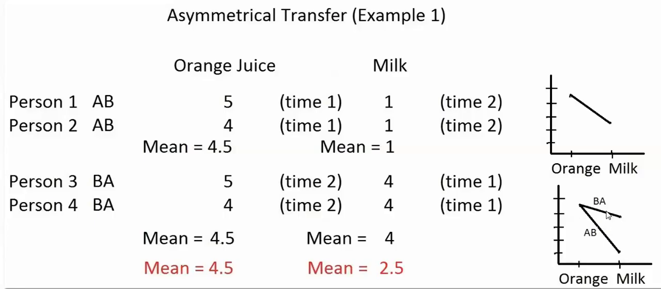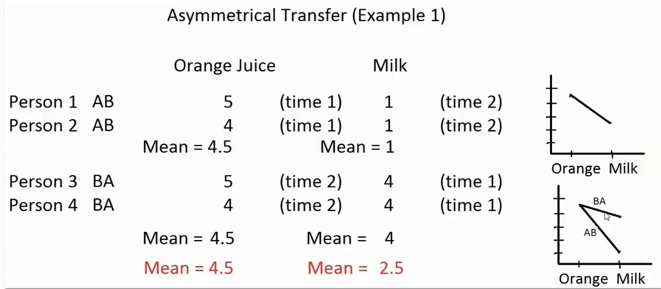This BA line is connecting the mean of orange juice at time 2 with the mean of milk at time 1. It's connecting the two means of 4.5 and 4, which isn't very much of a drop-off. It's only going down by 0.5.